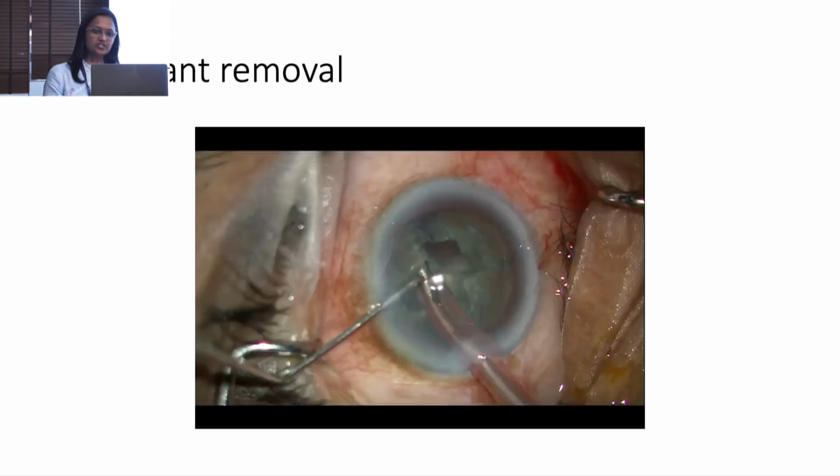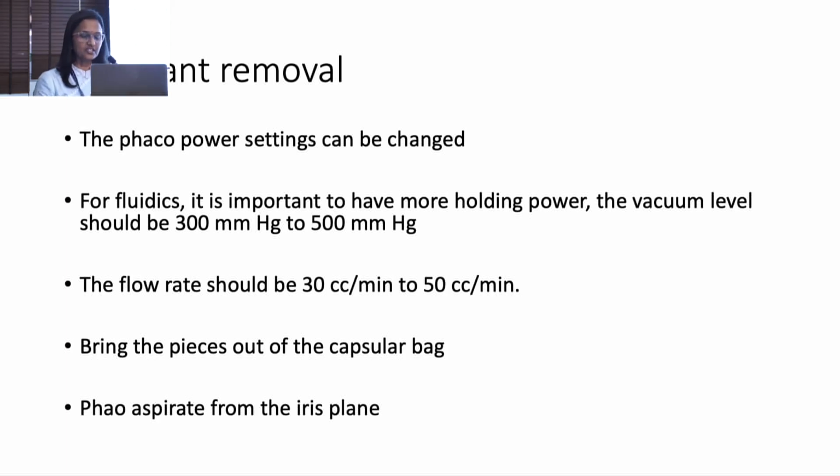While doing the quadrant removal, the phaco power settings have to be changed. Here we need more holding power and more followability. So the vacuum and the flow rate should be a bit on the higher side, around 300 to 500, depending on the case and the phaco machine.